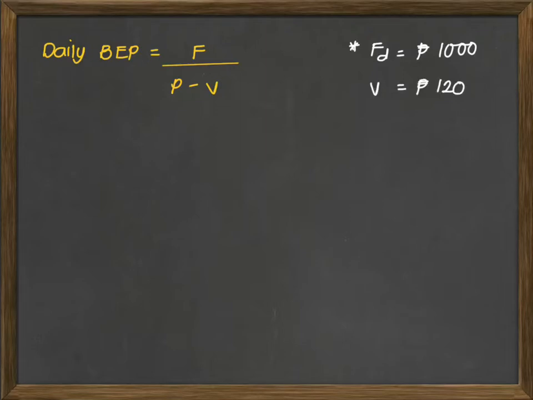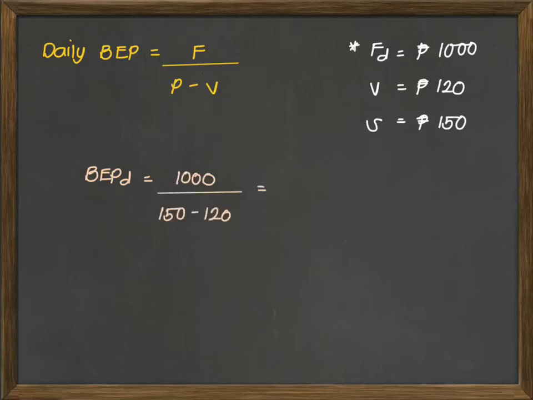And then, variable cost is 120 kasi 120 pesos per customer siya. And then, your selling price or yung ating price, so that is 150 pesos per customer. So, yung ating break-even point in daily form, so that is 1,000 over 150 minus 120, which will give us 33.33 or rounded up to 34 customers per day.